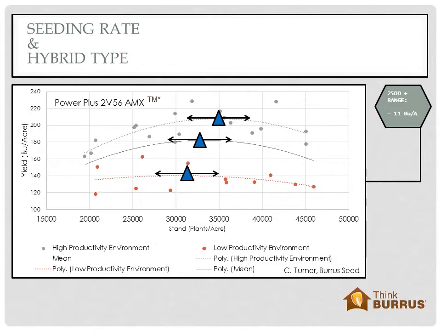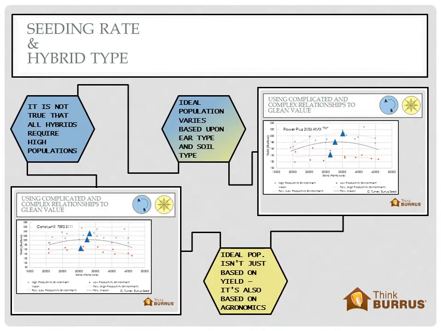Again, here's 2V56, and you can see that determinate ear hybrid actually pushed up to where we want it to be a little bit thicker. So we want the determinate ear to be a little bit thicker, we want the flex ear to be a little thinner, and they'll both perform very well as long as we operate within those specs.